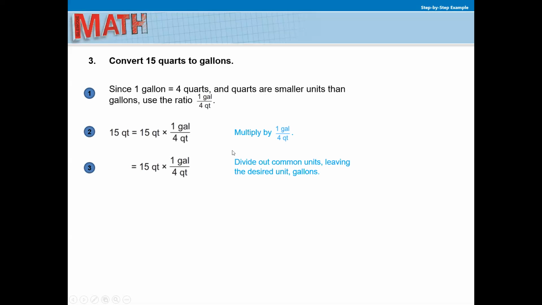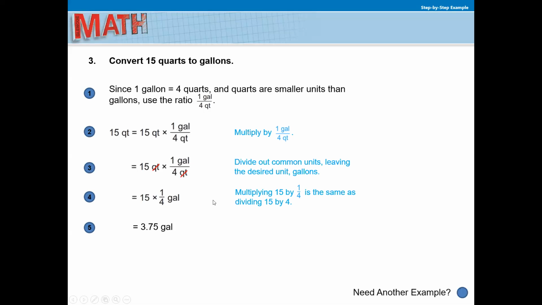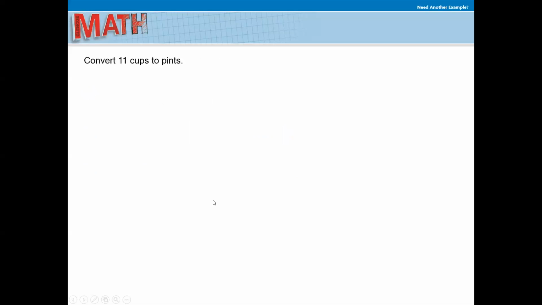15 quarts times 1/4. Divide out the common units. Those quarts knock each other out. Our final answer will be in gallons, and that's what they're asking us to find. So 15 times 1/4 is the same thing as 15 divided by 4, and we get 3 75/100. You remember how to divide using decimals. 3 75/100 gallons.